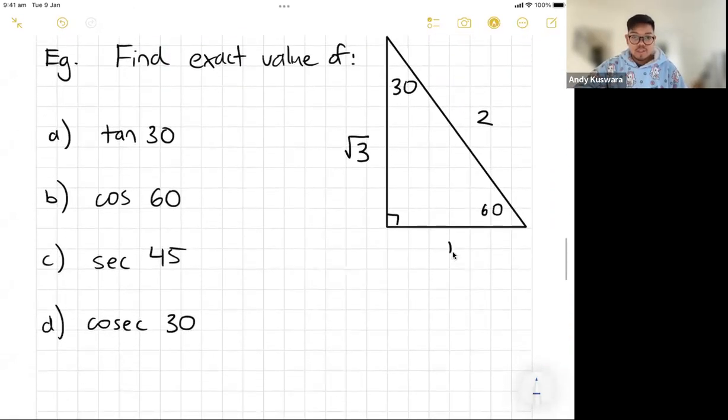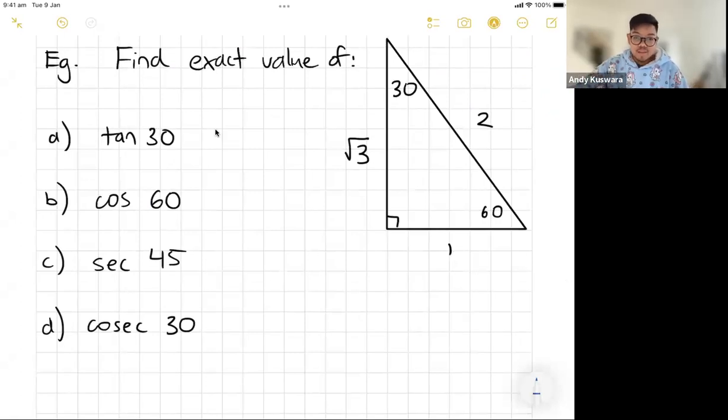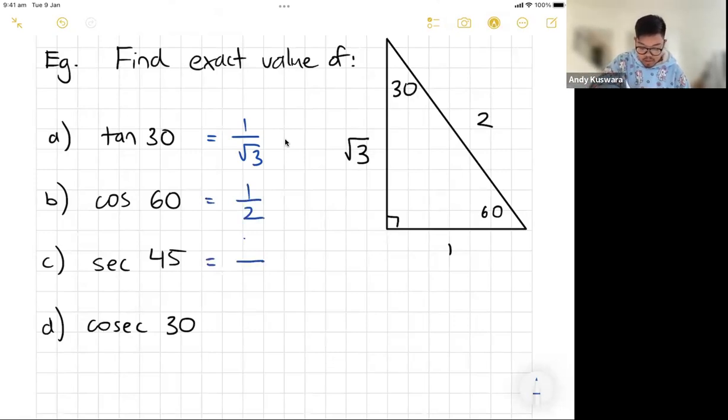Now, another example of a question they may give is find the exact value of, and then they'll say tan 30, cos 60, and then we're starting to introduce some reciprocal identities here, okay? So tan 30 would be, I look at the 30, I go opposite over adjacent. So adjacent would be your root 3 because 2 is going to be your hypotenuse. So for this one, 1 on root 3 is your answer. Okay, cos 60 would be adjacent over hypotenuse. So that's a nice one. That's a half.